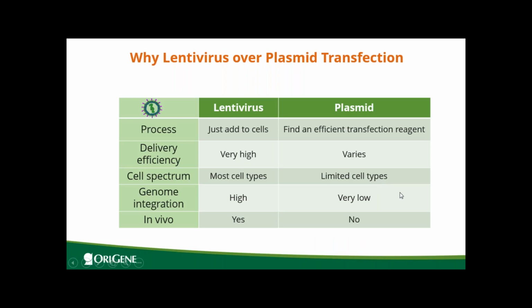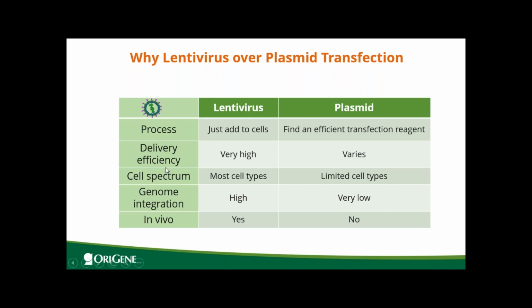So this is a comparison. Why choose lentivirus over plasmid transfection? For process, lentivirus is very simple. Just add it to your cells. No need for transfection reagent. But with a plasmid, of course, you need to find an efficient transfection reagent, if it's possible to find one. Sometimes there's no good transfection reagent for your cells.